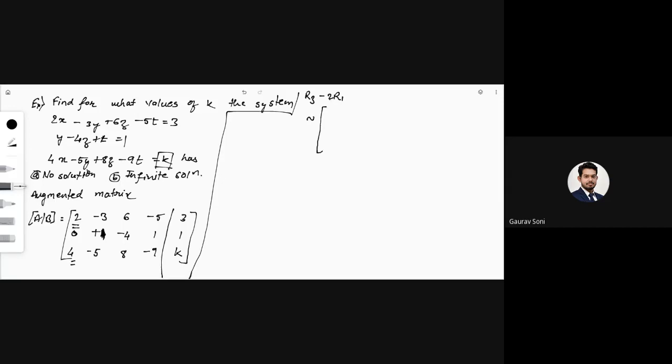What do we get? 2, -3, 6, -5. Then you have 0, 1, -4, 1. Both the entries are 1. 4 minus 2 times 2 is 0. -5 minus -6, that is 1. Then this will be -4. This is again 1. And you have k minus 2 into 3, 6. So this will be k minus 6.